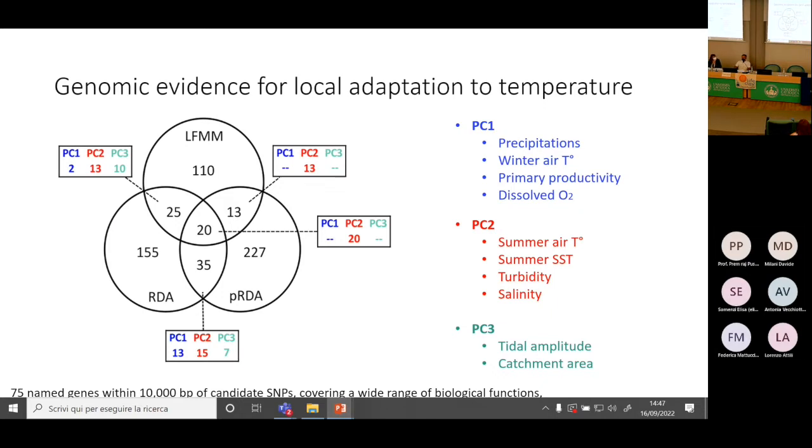And you can see that most of those in the intersection in the Venn diagram are related to PC2. So that's mostly summer air temperature, summer sea surface temperature, but also turbidity and salinity. And that's it. Without going into details, you cannot see because of the bar at the bottom, but we checked for genes close to those SNPs, and we find different biological functions: cardiac muscle development and immunity, the usual culprits. But we didn't dive too deeply into that.